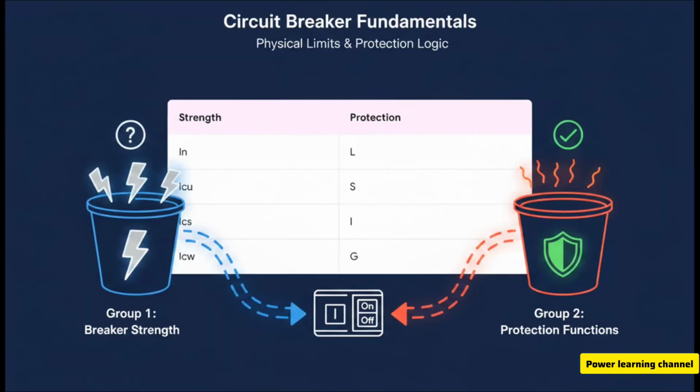So, here is a paradigm shift that will completely change how you look at breakers. We can actually take all those confusing letters and organize them into two highly logical buckets. On one side, we have Group 1, which is the breaker strength. This includes IN, ICU, ICS, and ICW. Then, on the other side, we have Group 2, which are your protection functions. This is your L, S, I, and G. If you can just memorize the simple two-bucket split, you've honestly already won half the battle.